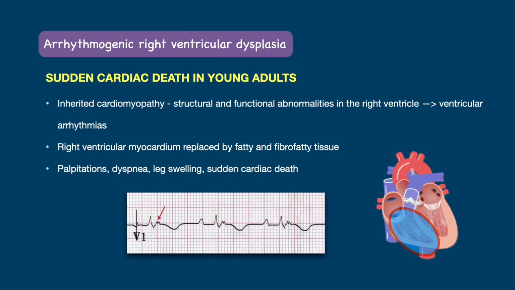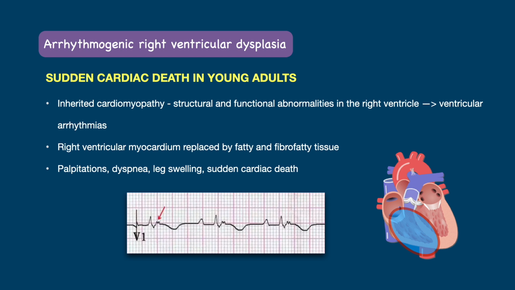Next would be arrhythmogenic right ventricular dysplasia or cardiomyopathy, which is an inherited cardiomyopathy characterized by structural and functional abnormalities in the right ventricle, resulting in ventricular arrhythmias. So, what happens here is the right ventricular myocardium is replaced by fatty and fibrofatty tissue. It is an important cause of sudden cardiac death in young adults, accounting for half of all cases among athletes.